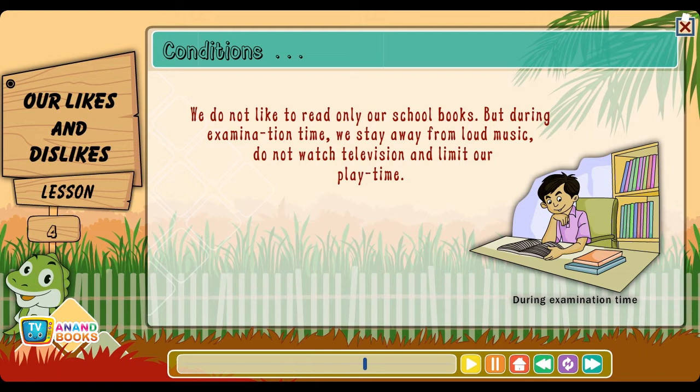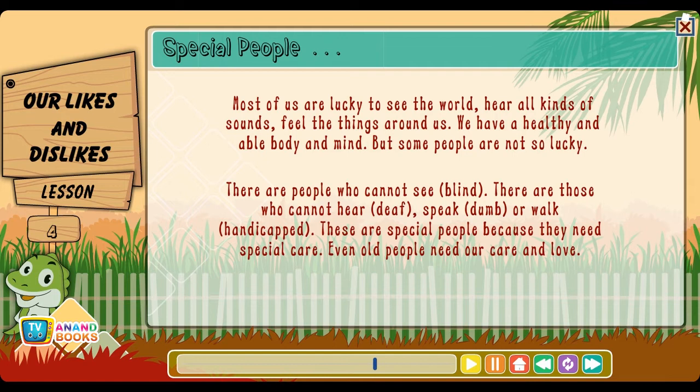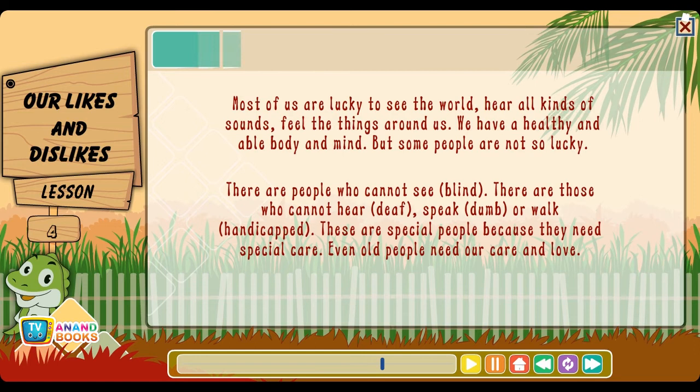Special people. Most of us are lucky to see the world, hear all kinds of sounds, feel the things around us. We have a healthy and able body and mind. But some people are not so lucky. They are people who cannot see, blind. There are those who cannot hear, deaf, speak, dumb, or walk, handicapped. These are special people because they need special care. Even old people need our care and love.